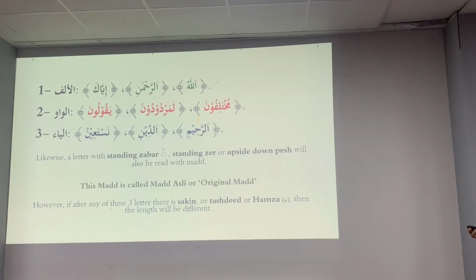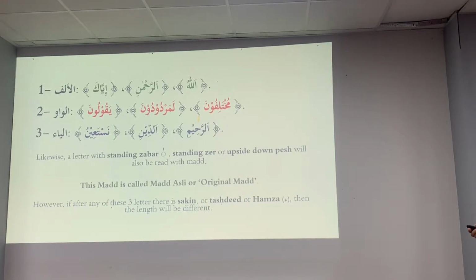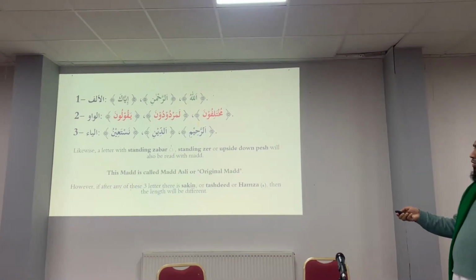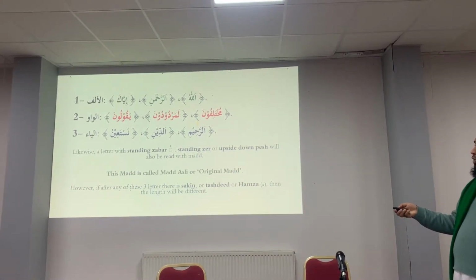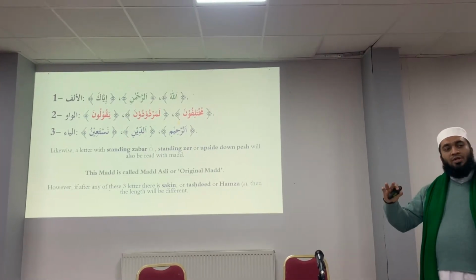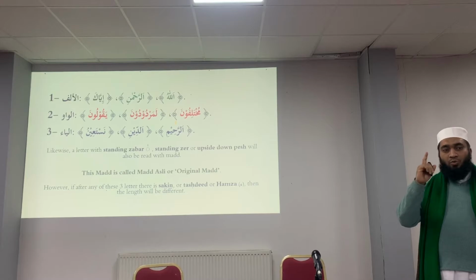Mukhtalifun, lamardudun, yaqulun. All these examples have waw sakin, the letter before it is a pesh. So we make one alif long.